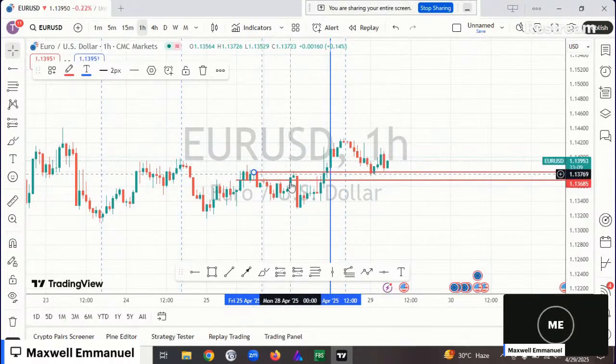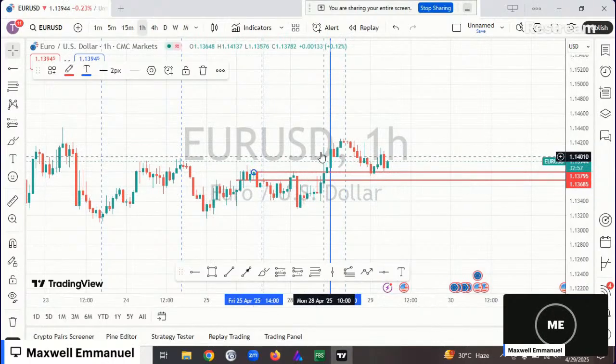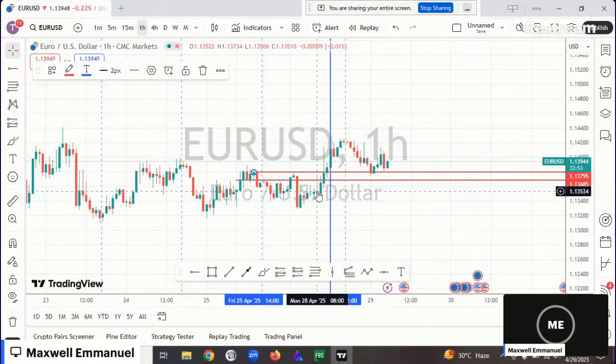This is a breaker block, right? Price came, tested this breaker, and there's a strong rejection from that level. So it might not come to fill the fair value gap. Also, if you look at what we have on 1 hour, there is no fair value gap. But on 4 hour, there is a fair value gap.